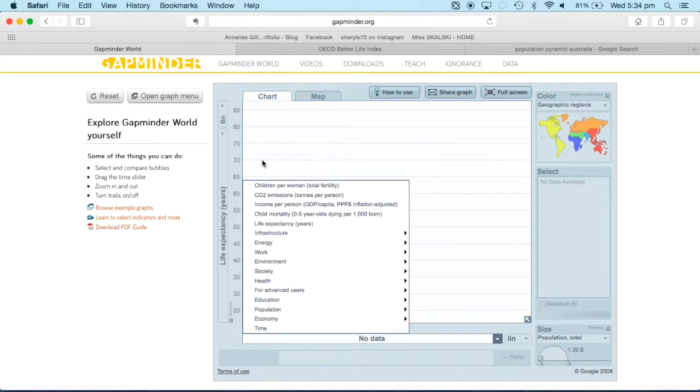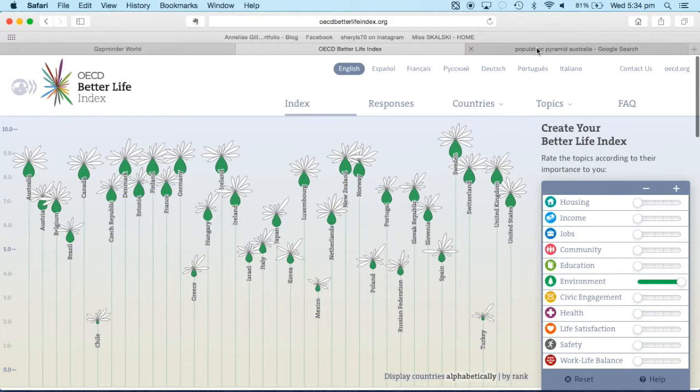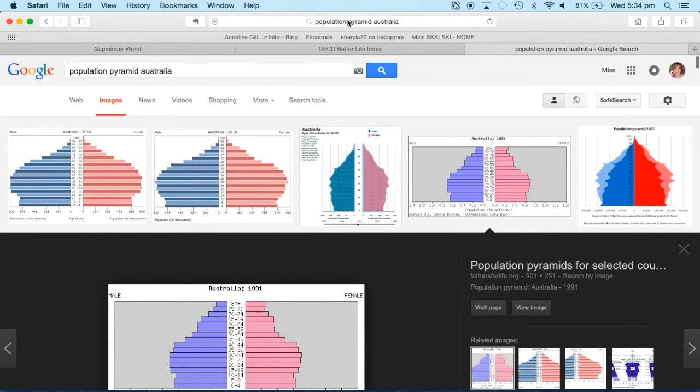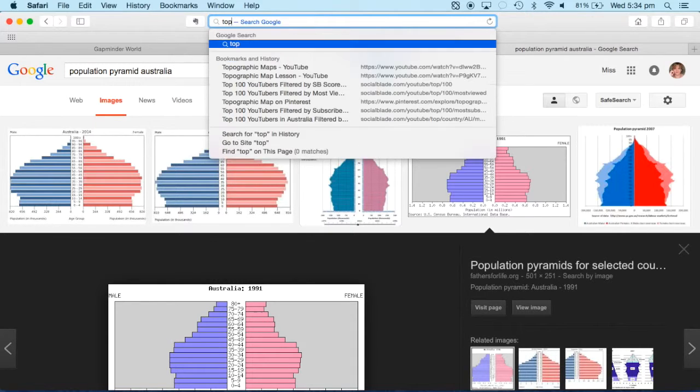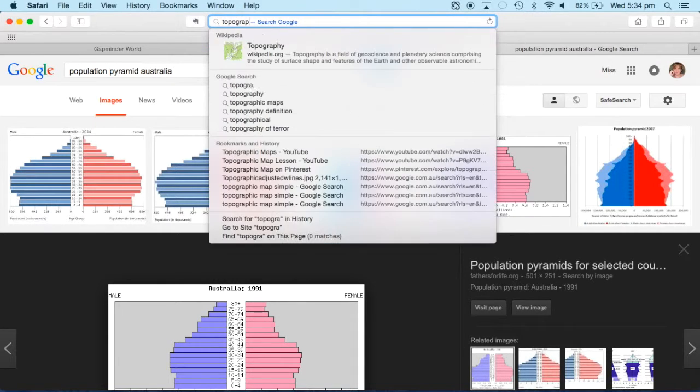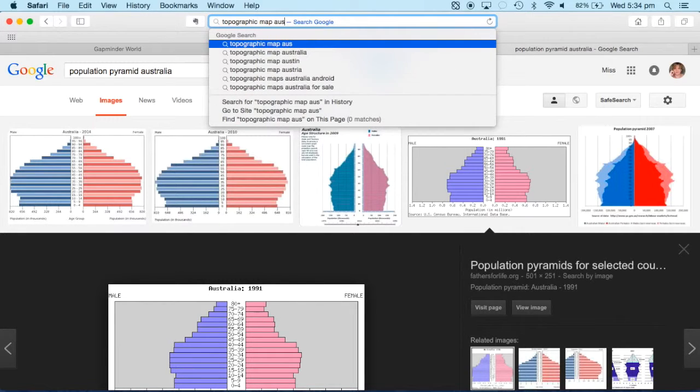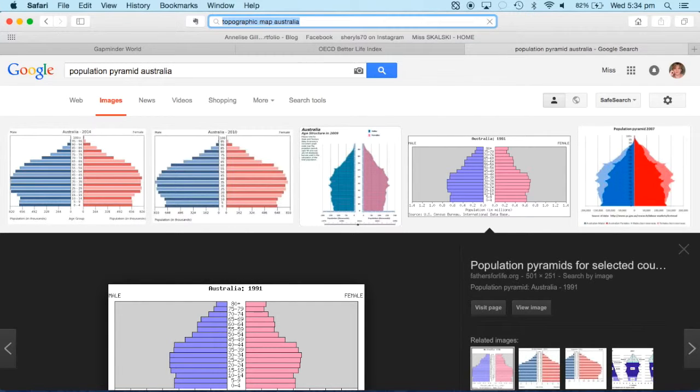Okay, along with the environment, another one which you won't necessarily find on Gapminder or OECD is looking at the actual topography of a country. Now, we've all done a topographic map. So let's look at a topographic map of, I tried to do Port Lincoln, I couldn't find one. Topographic map of Australia.